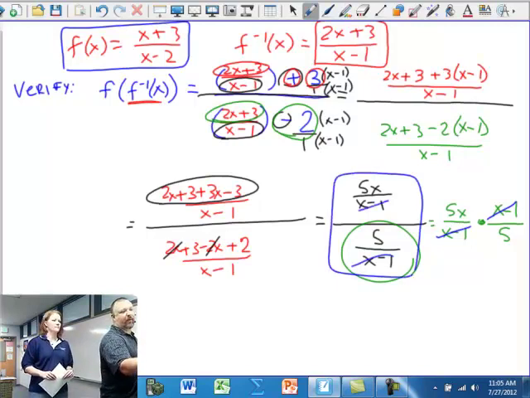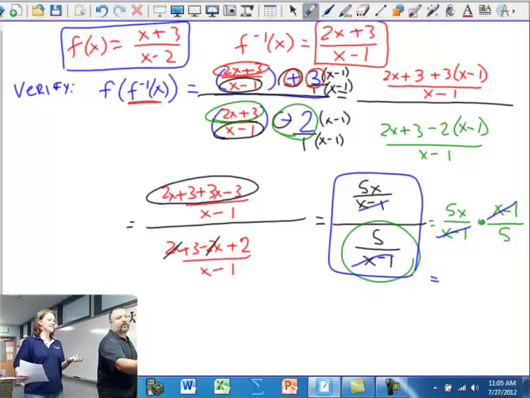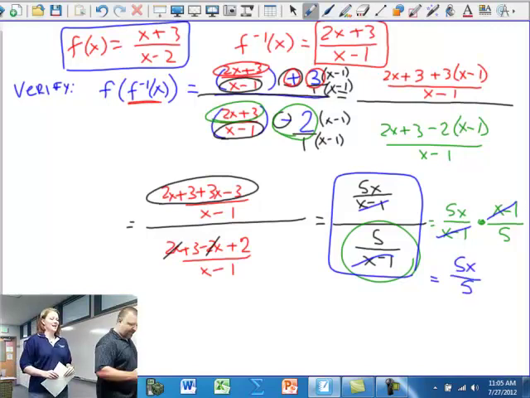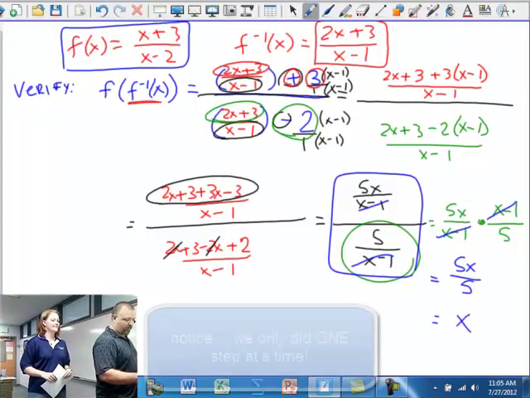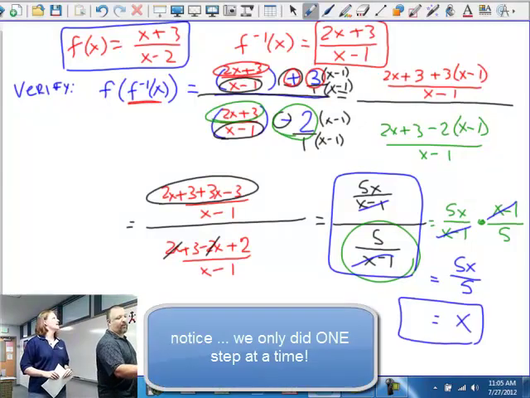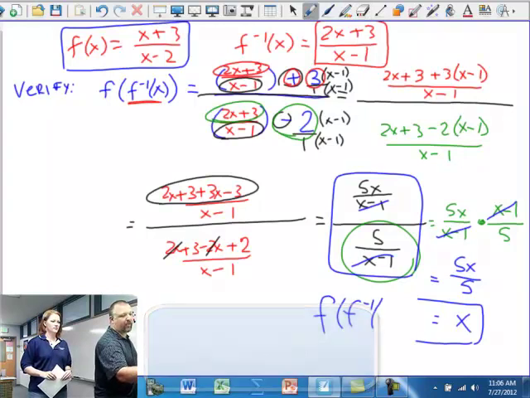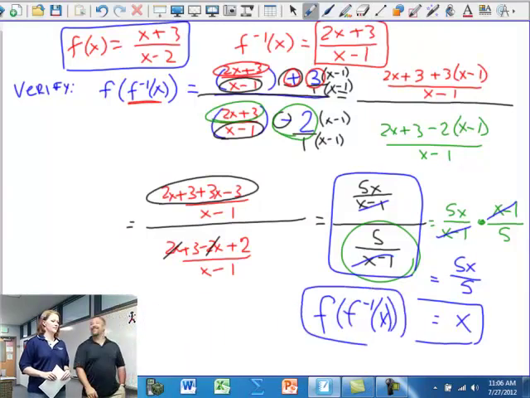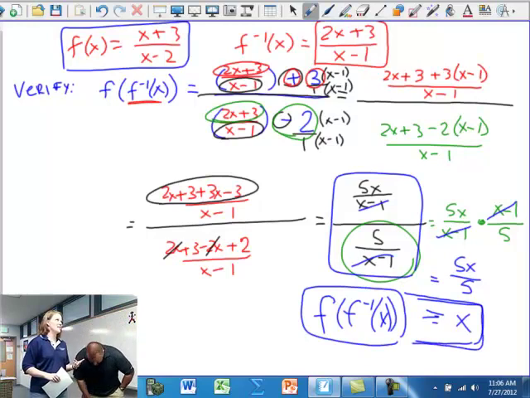Denominators are going to cancel, so we'll have 5x over 5. So either way we do it, we end up with 5x on the top and 5 on the bottom, which the 5's then cancel, and we're left with x. Phew. Now, what was all that? That was f of f inverse of x equaled x. So are we done? No, because we have to do 2 of them.